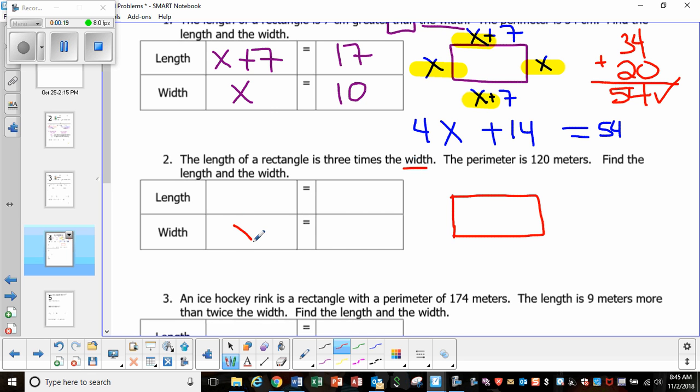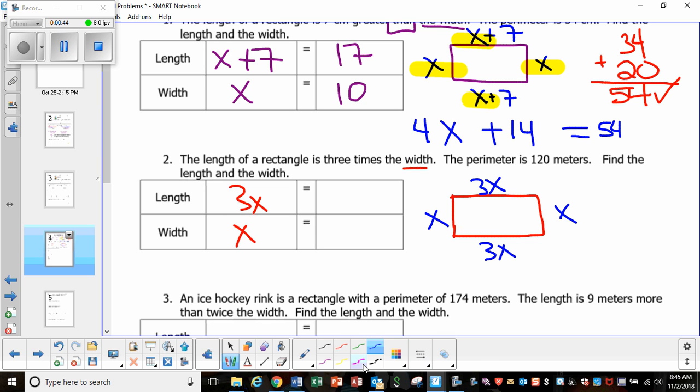So the width again is going to be x, and the length is going to be 3x. So I'm going to write out my algebraic expressions. The length is 3x. Remember, opposite sides are congruent in a rectangle. And then we've got the width is x. And again, opposite sides are congruent in a rectangle.